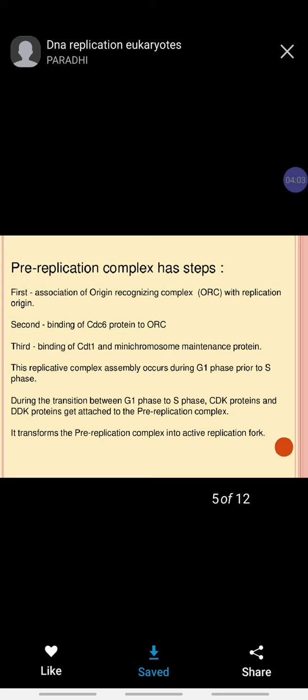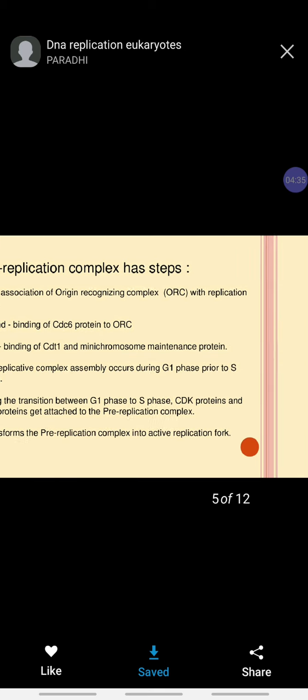This replicative complex assembly occurs during the G1 phase prior to the S phase. All of these processes, the first, second and third steps, occur in the G1 phase. During the transition from the G1 phase to the S phase, CDK proteins and DDK proteins get attached to the pre-initiation complex to maintain the integrity of the genome. It converts the pre-replication complex into an active replication fork.